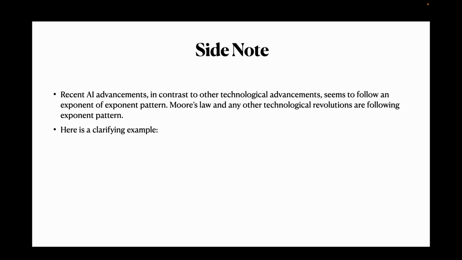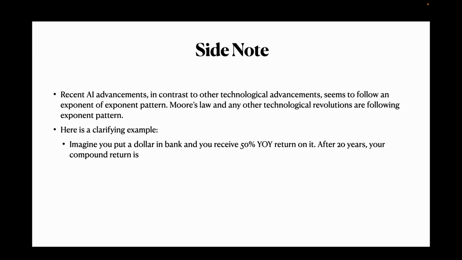For example, here is an example of what exponential growth means. Imagine you put $1 in a bank and you receive a 50% interest rate on it, and you keep the principal and the interest and compound it. After 20 years, your compound return is 3,300 times. That means in 20 years, our computation is 3,300 times better for the same price. And Moore's law has a very, very consistent profile.